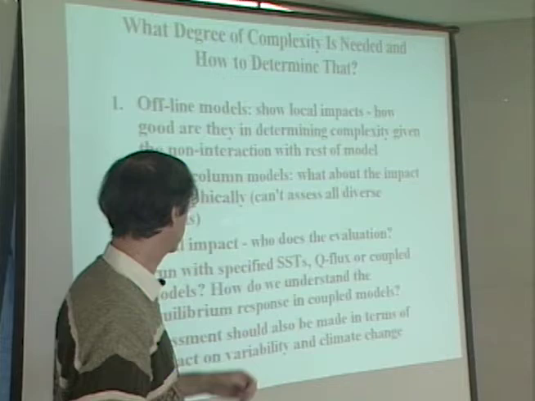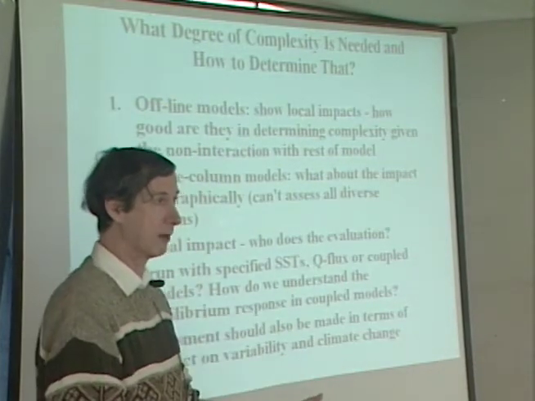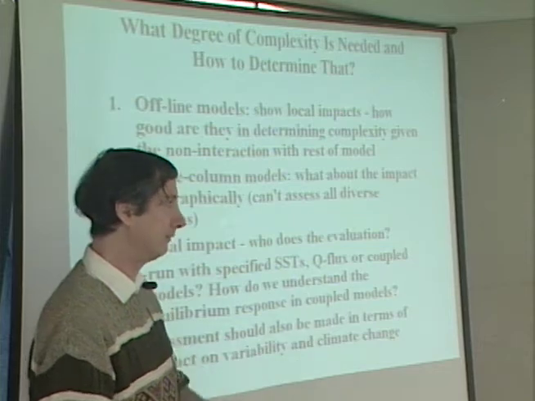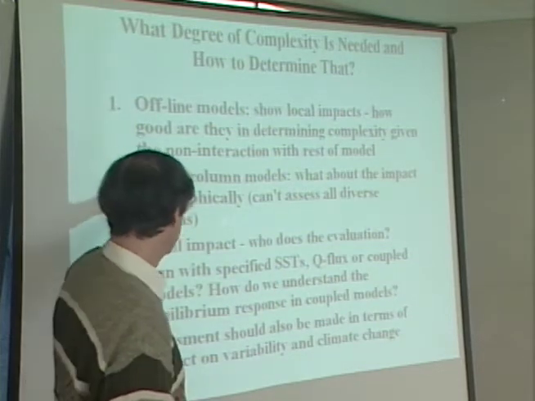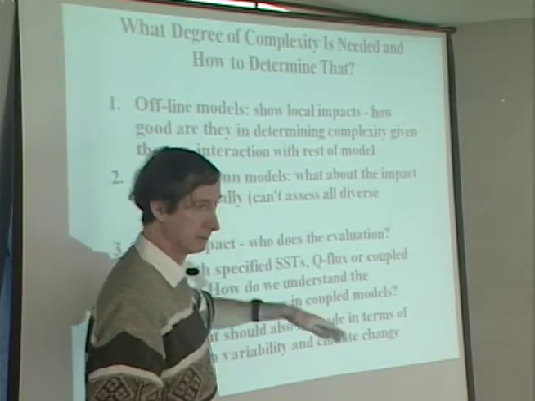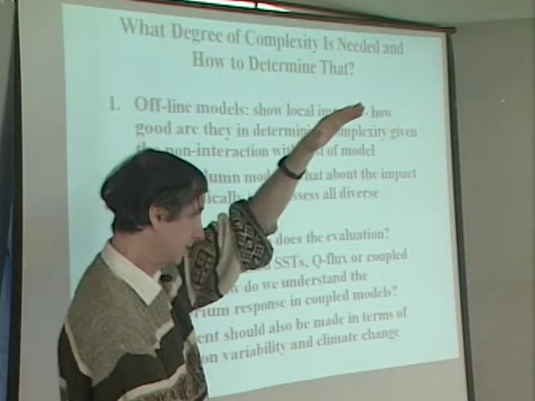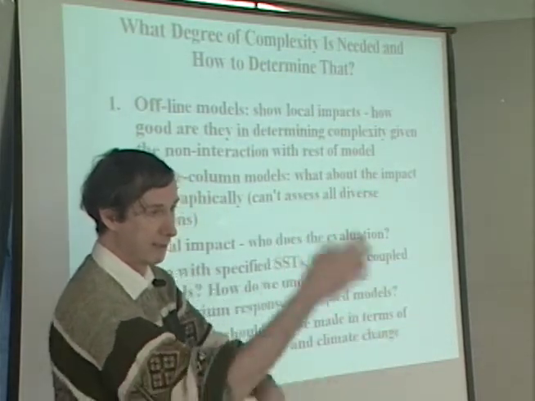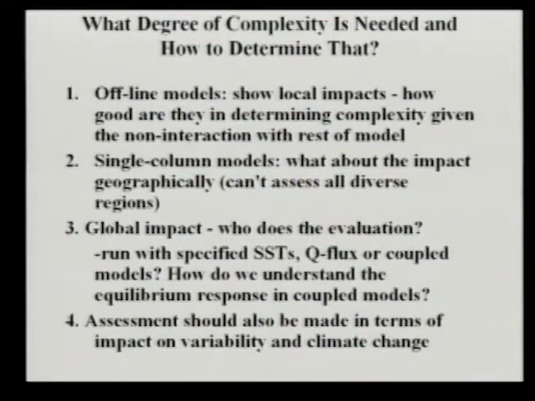And often the complexity in the offline model is too great. When you put it in the online model, you get a lot of negative feedbacks, so that even if you leave something out, it often doesn't change things. So to try to get some degree of interaction, people are going to single column models, in which they have the whole atmosphere interacting, say, with the surface. And then when you change something like the convection scheme, you can get, at least within that column, interactions between the different components to some degree. Well, you really can't do this in all diverse regions.